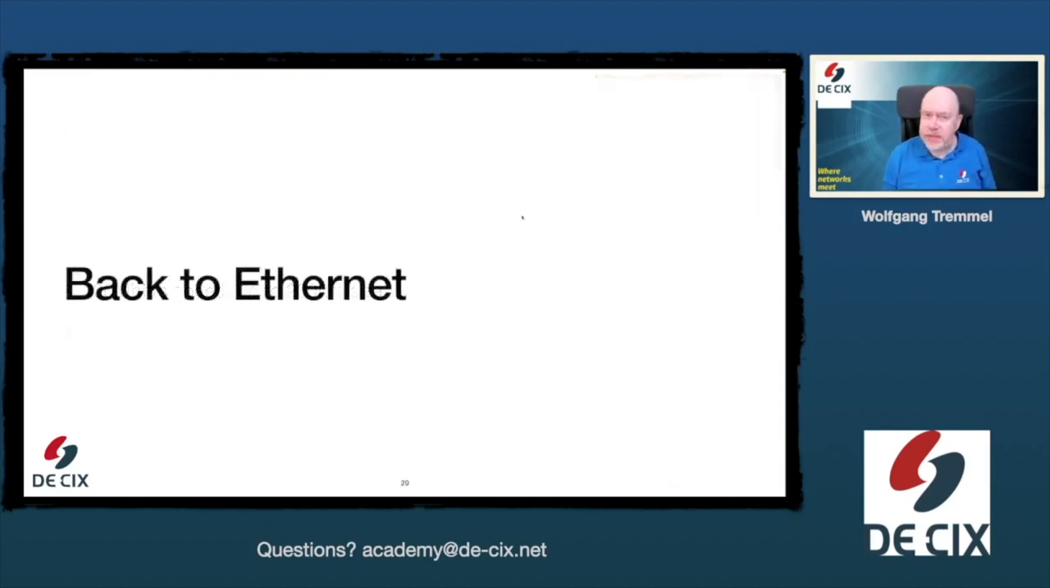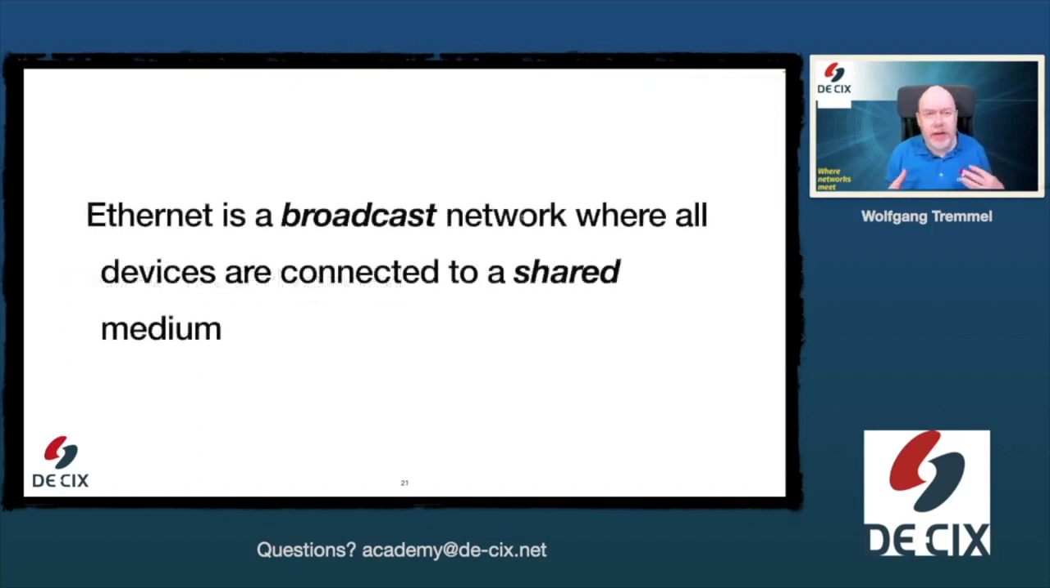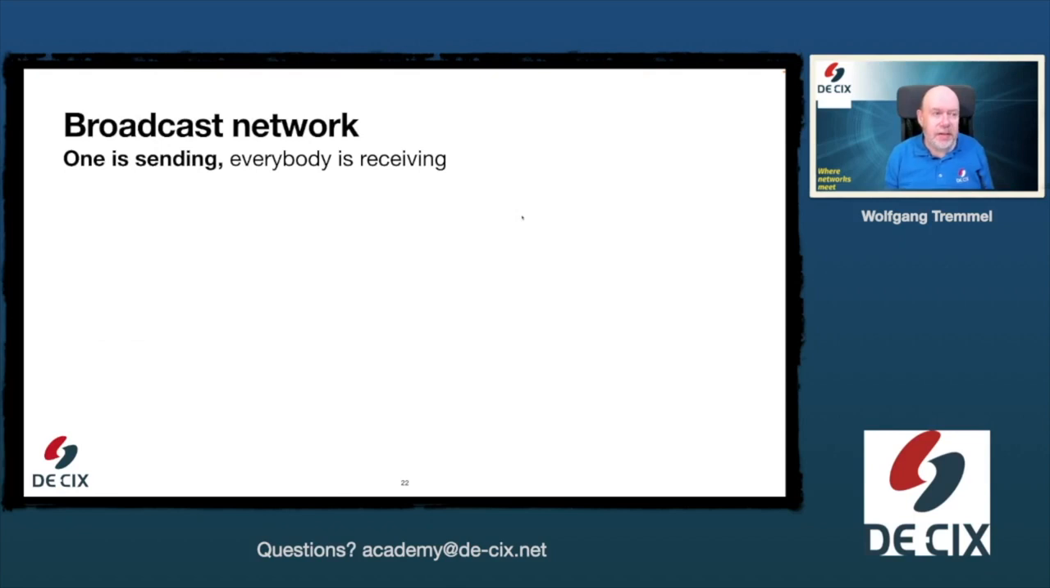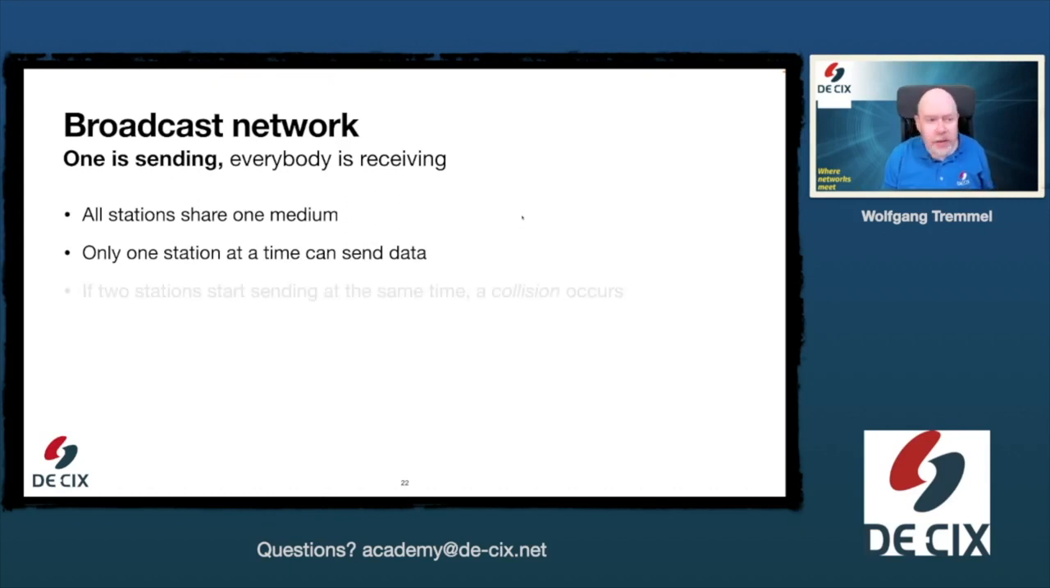Let's go back to Ethernet and keep remembering where Ethernet comes from. Ethernet is a broadcast network, and all stations are connected to a shared medium. In the beginning, a coax cable, later a kind of virtual shared medium in the form of a central device. Broadcast network means that one station is sending and everybody is receiving it. So all stations share one medium, and only one station at a time can send.